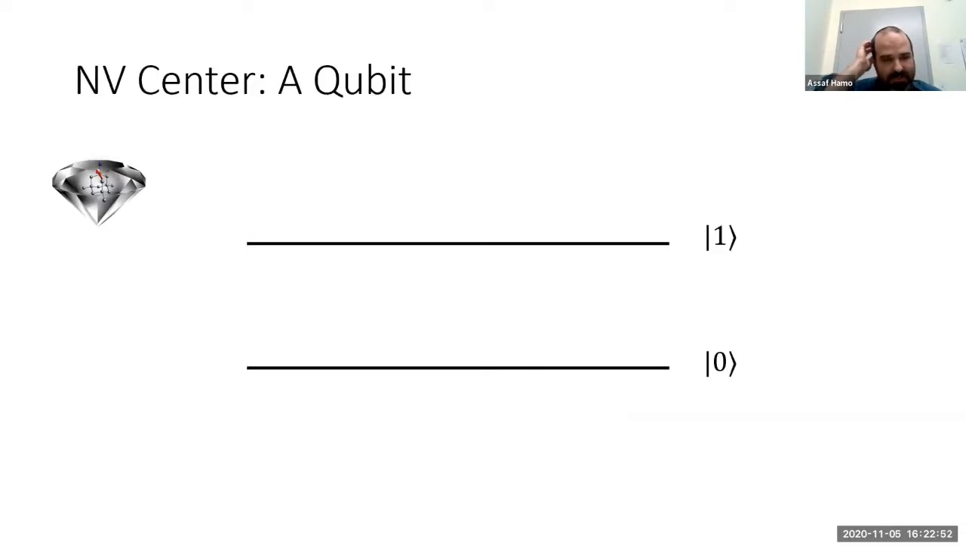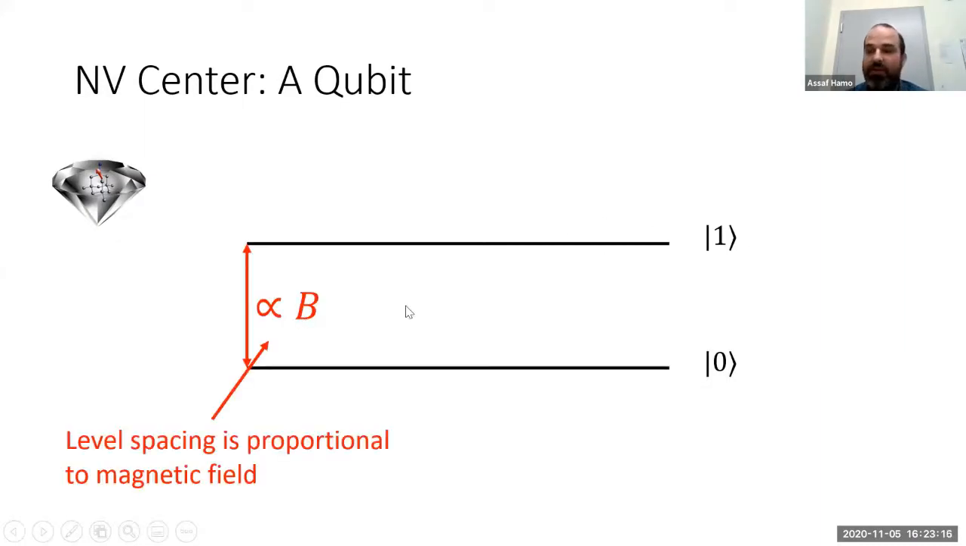An NV center in diamond is an atomic defect in diamond that's made out of nitrogen and a nearby vacancy. It turns out that the ground state levels of this atomic defect form a qubit. So you have a 0 state that does not depend on magnetic field, and a 1 state that does depend on magnetic field, following the Zeeman split. And the nice thing about this level spacing is that it's in the microwave range, a few gigahertz, which allows us to control the state of this qubit using just simple microwave pulses.